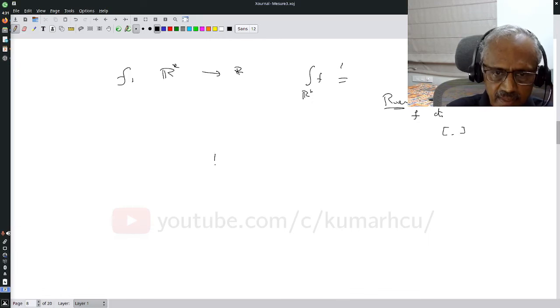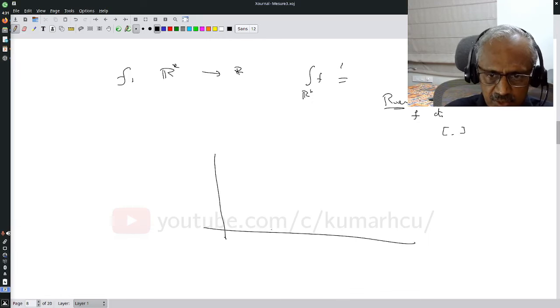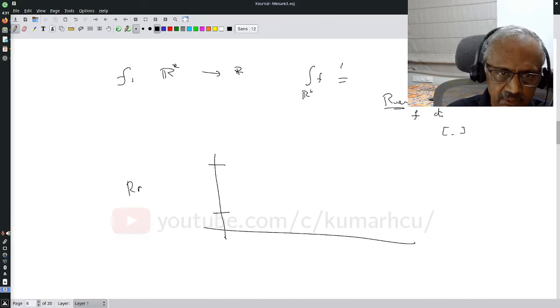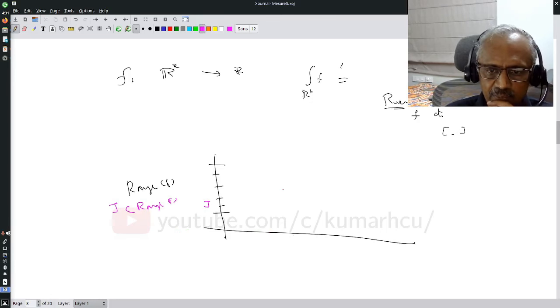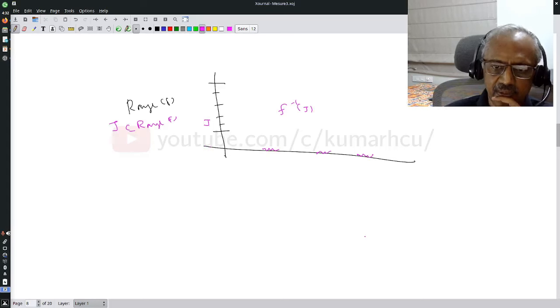Again, let us look at it. So this is my domain, and this is my range, or image of f, right? Now let us assume these are the partitions. Now let J be one of the partitions. J is a partition interval of the range of f, right? Then I can look at f inverse of J. So f inverse of J may be this, right?